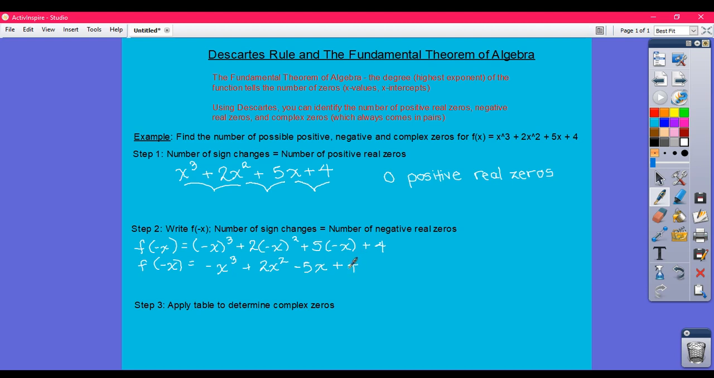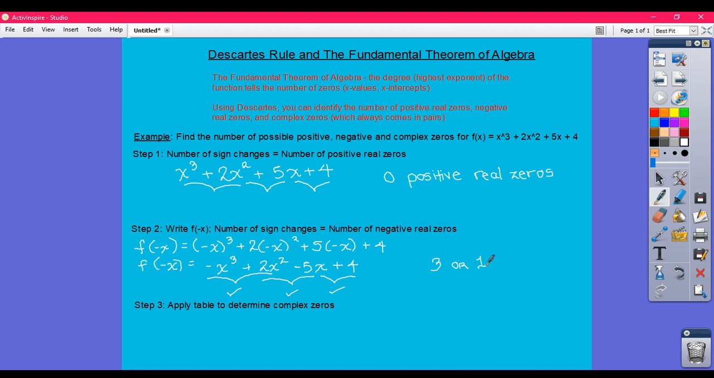And we're going to do the same thing we did in step 1. We're just going to count the number of sign changes. From negative x to the third, to positive 2x squared, we've got a sign change. From positive 2x squared to negative 5x, there's another sign change. From negative 5x to positive 4, we have a third sign change. So because there are 3 sign changes, that tells me that there are going to be 3 negative real zeros or 1 negative real zero.